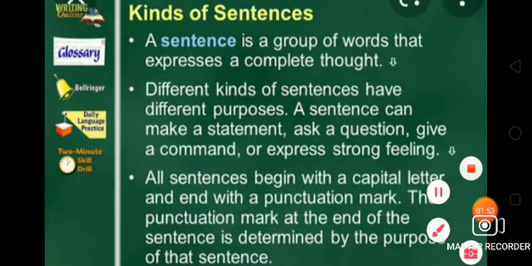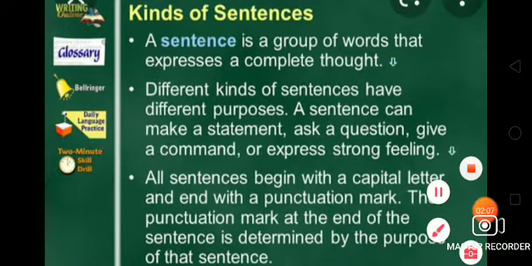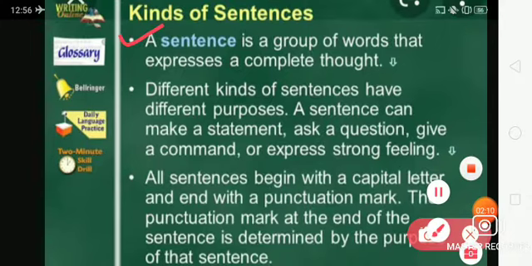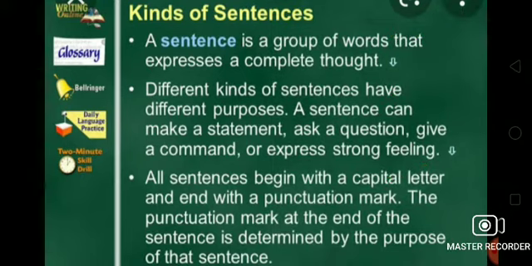Students, it is very important that you learn the definition of a sentence and also know how we could identify a sentence. Firstly, a sentence is a group of words that express a complete thought. Different kinds of sentences have different purposes: a sentence can make a statement, ask a question, give a command, or express strong feeling. All sentences begin with a capital letter and end with a punctuation mark, determined by the purpose of that sentence. You must note down this information about sentences.